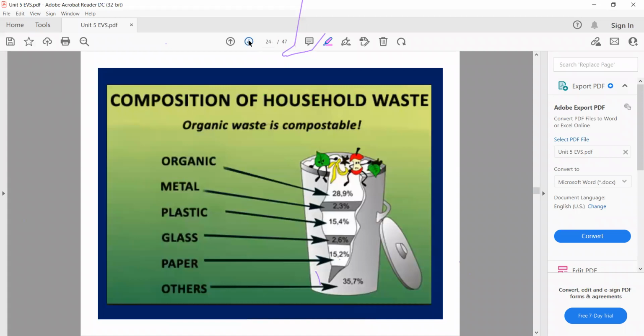Next, we go to composition of household waste. This is a lovely picture, no? See, organic waste is compostable, and apart from that, we have metal, plastic, glass, paper, and other wastes also. These are the subdivisions of wastes that are found in a domestic waste bin.